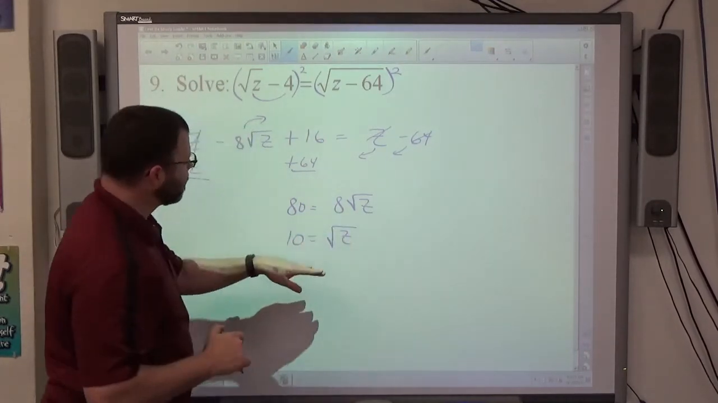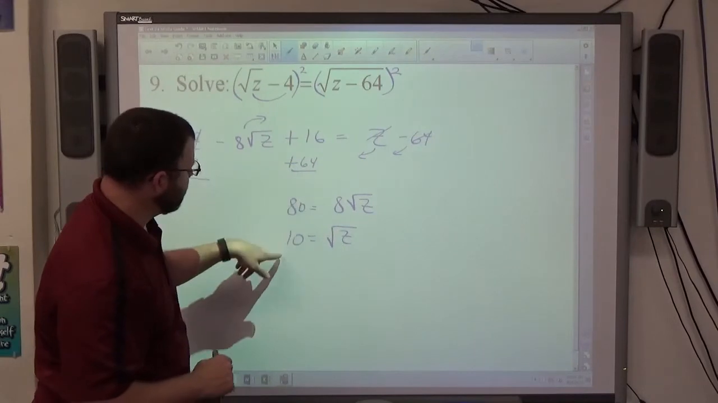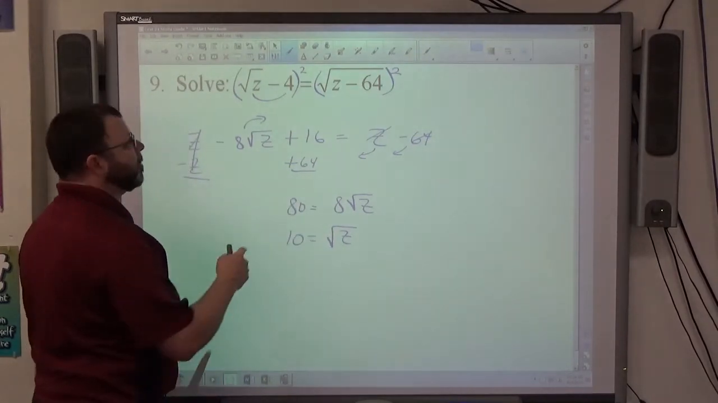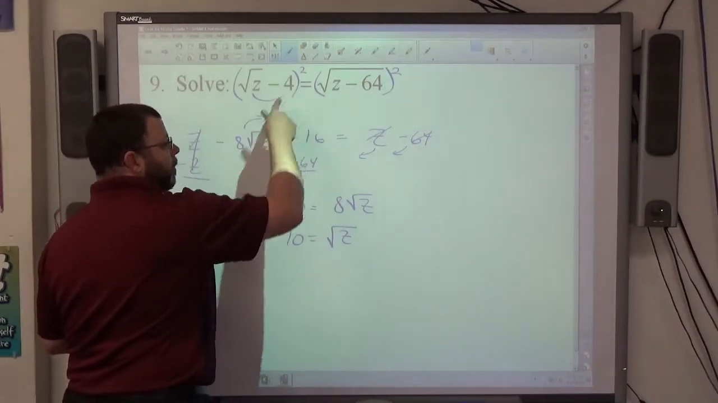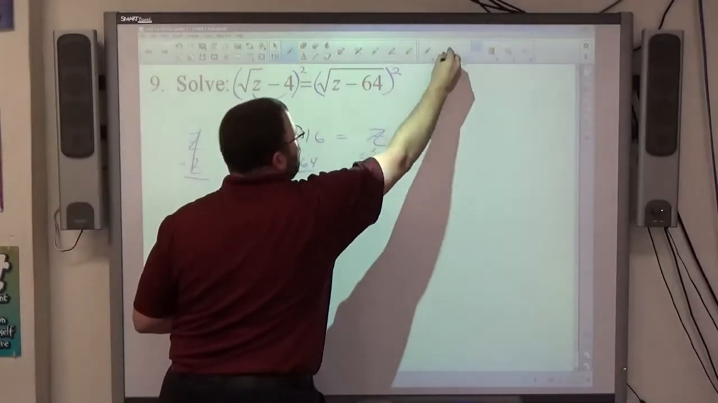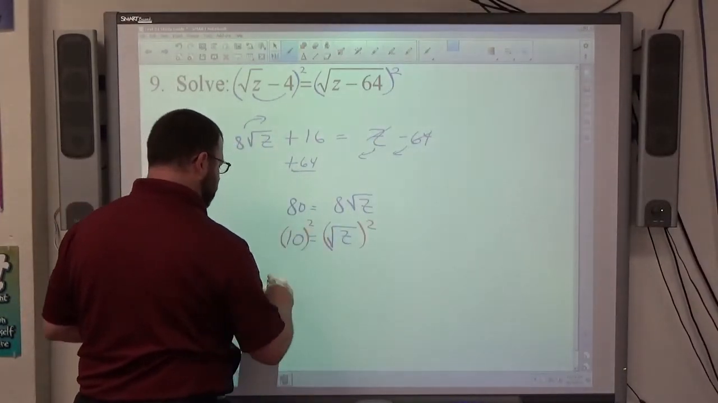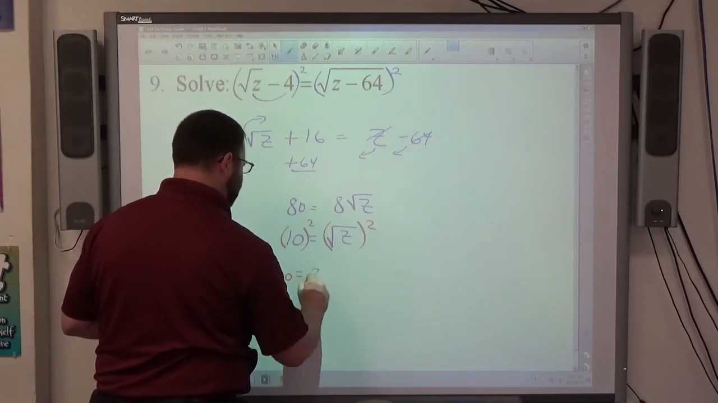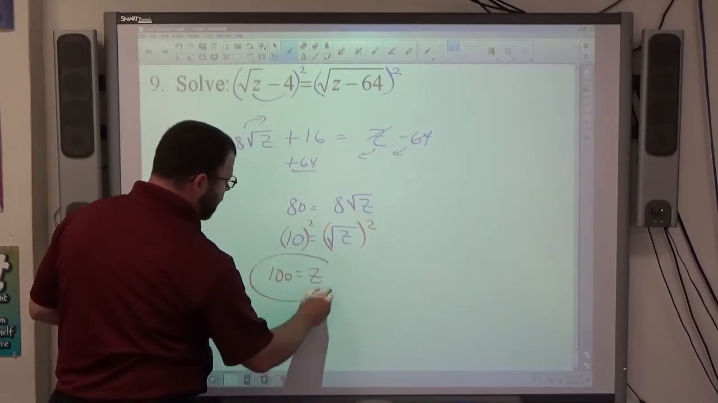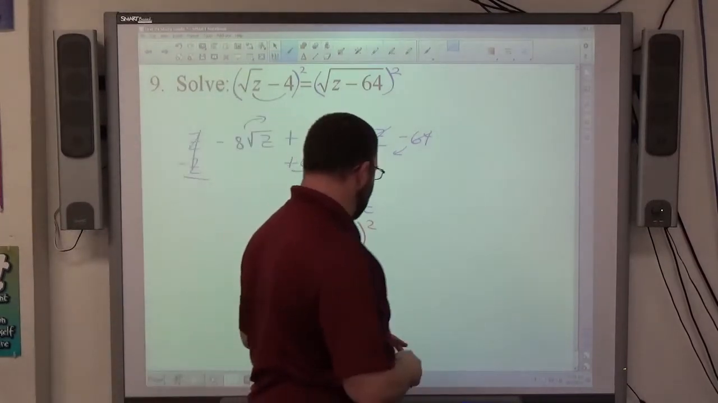Always get the square root isolated first, so divide both sides by 8, you get 10 equals the square root of z. And just like I did here, I squared both sides to get rid of a square root. I'm again in a square root situation, so I've got to square this, which means I have to square that. So I get 100 is equal to z. What that represents is the only number in the world that could possibly be the right answer to the problem.